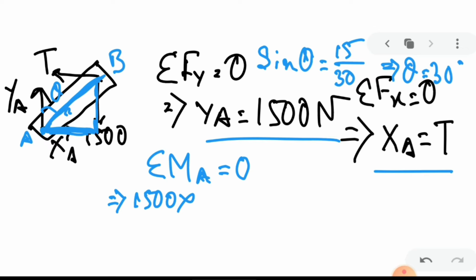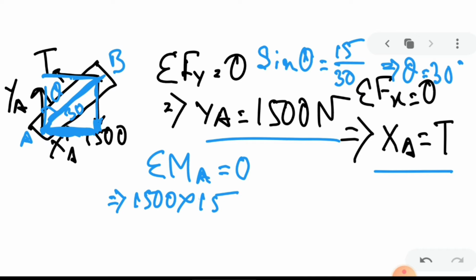So if it is 30 degree, then what is the perpendicular distance from the force? It is 30 cos theta, and it is 30 sin theta. So 1500 into 30 sin theta, and 30 sin theta is also 15 as given in the question, so directly we can say that it is 15.